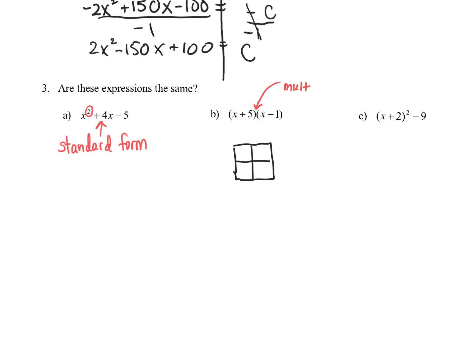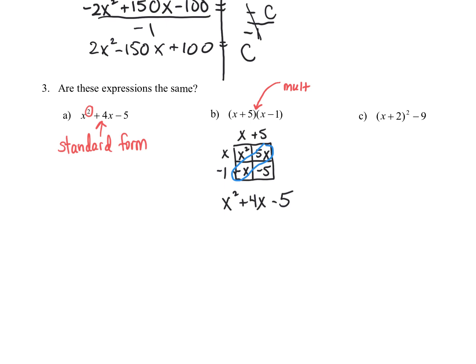If I set up my box, x plus 5, x minus 1, again, it doesn't matter which side you do, but when you multiply these out, you're going to get x squared, smush these together to get 5x, smush these together to get -x, and this is -5. So when I add these like terms, I'll start with my x squared. I have a 5x minus x, which is 4x, and then I'll have a -5. So what you'll notice is that that's actually the same thing as A.